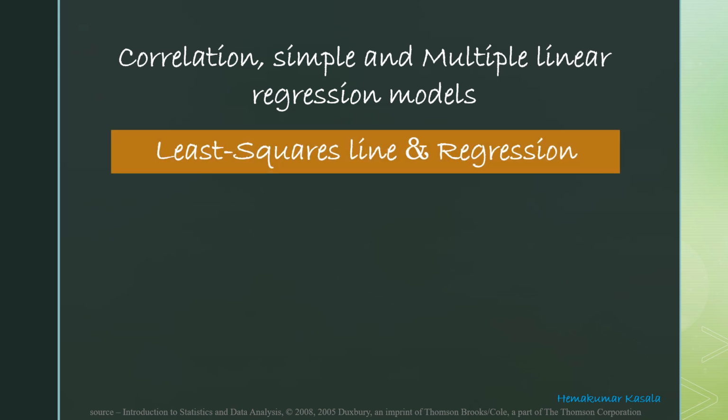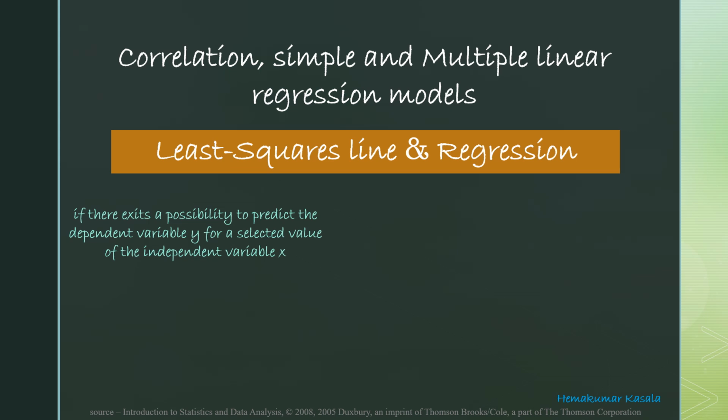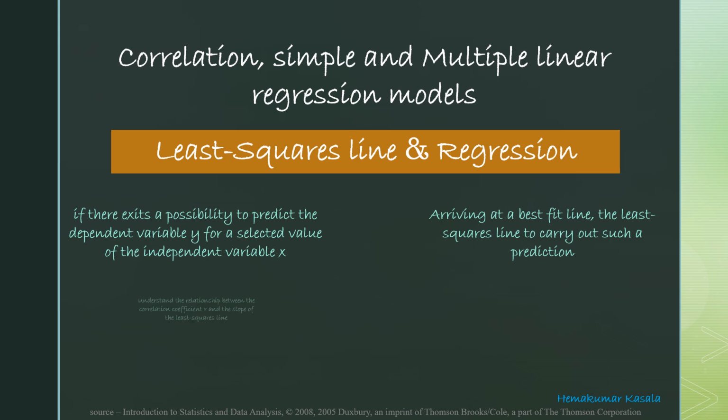In the second lecture in the series, we focus on the topic of least squares line and regression. Given a linear correlation exists between variables in a bivariate data set, we explore if there exists a possibility to predict the dependent variable y for a selected value of the independent variable x, arriving at a best fit line, the least squares line, to carry out such a prediction.